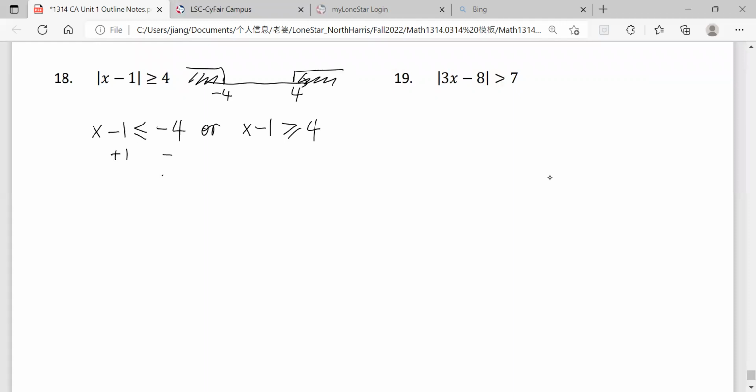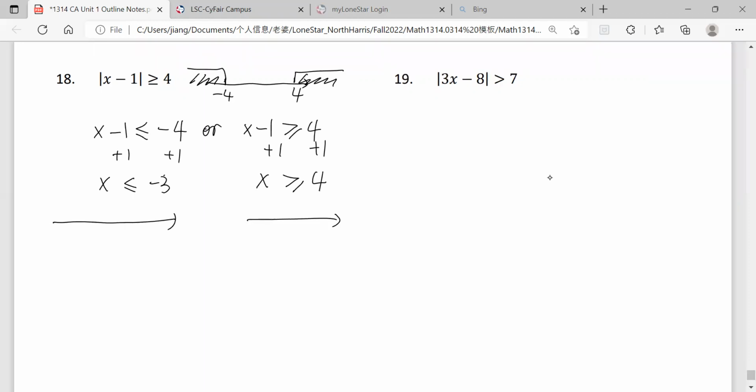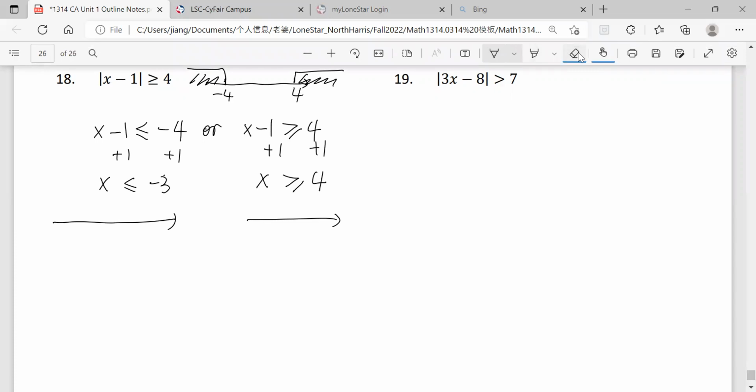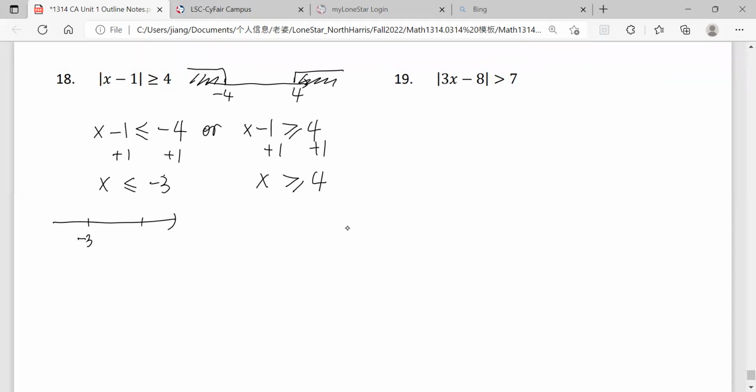So add 1 to both sides: x is less than or equal to -3. And add 1 to both sides: x is greater than or equal to 4. I'd better draw them on the same number line. Okay, find -3, find 4. So x is less than or equal to -3, so -3 is included. We use brackets and highlight this part.